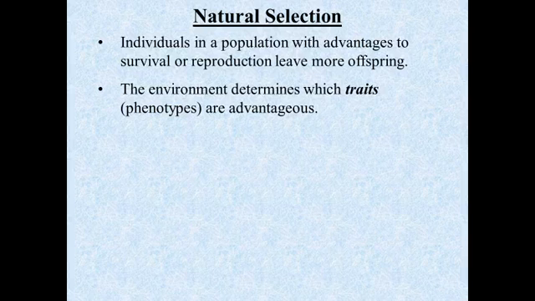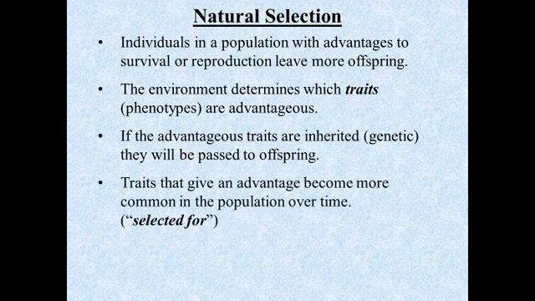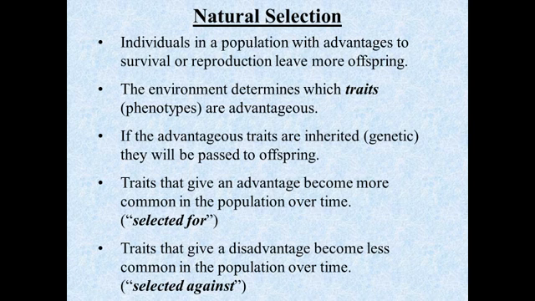In this case, it's not humans that are selecting the particular trait, it's the environment that selects the trait. So if those advantages are genetic, if they're inherited, those are passed on to the offspring, and those inherited traits eventually become more common. We say that those traits are selected for. On the other hand, if there is an inherited trait that makes an individual less likely to survive, less likely to leave offspring, well, then we say that that particular trait is selected against. And those types of traits are going to become less common in the population.